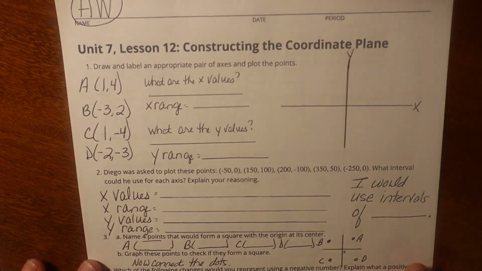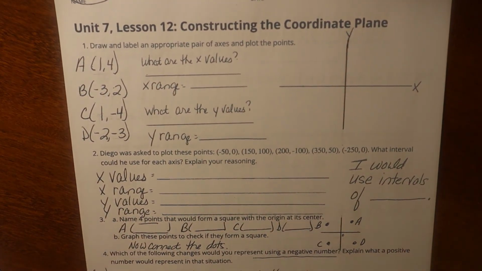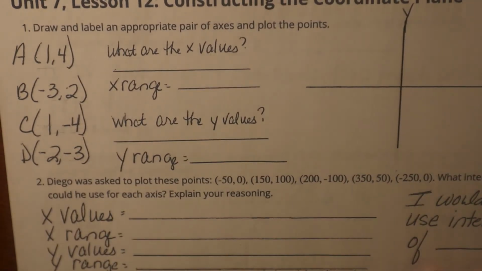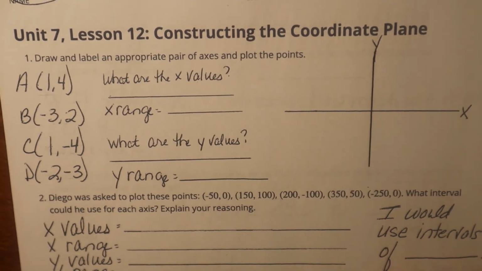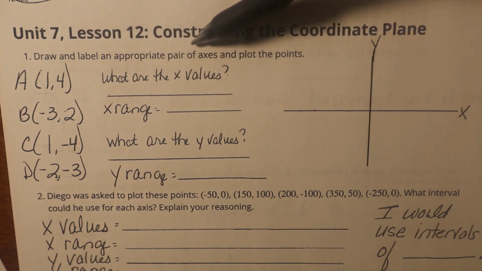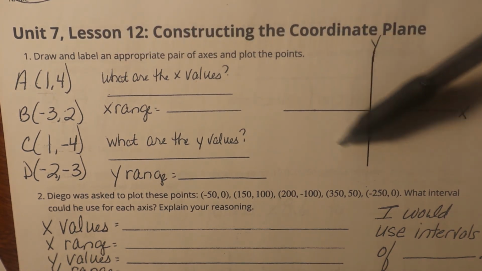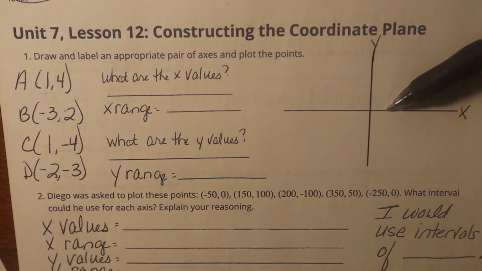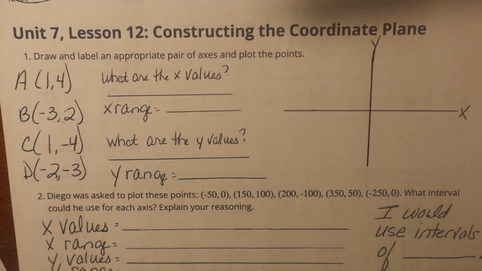Welcome back to practice problems. Okay, this is, again, Lesson 12, Unit 7, Constructing the Coordinate Plane. So let me get a little closer here now. So let's look at the first one and see how well you guys did on your homework. It says, draw and label an appropriate pair of axes and plot the points. So here's just the X and the Y, and that's all you've got. You've got A, B, C, and D.